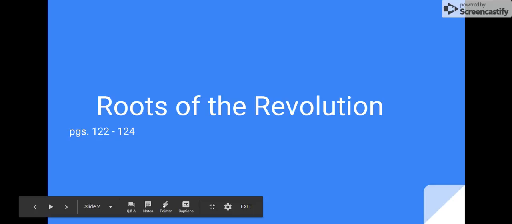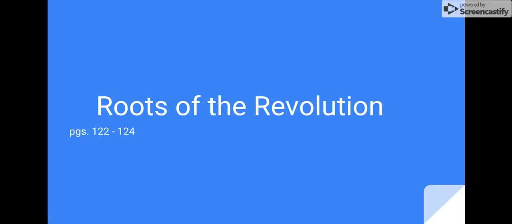Roots of the Revolution. So these are the slides that go along with the reading in your textbook, pages 122 to 124, Roots of Revolution.